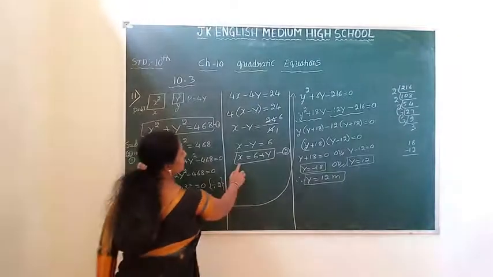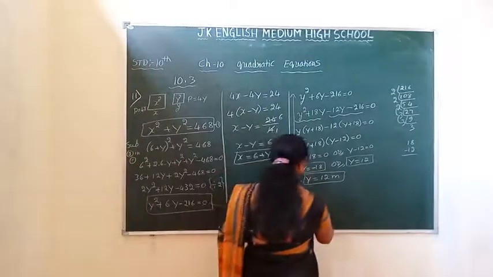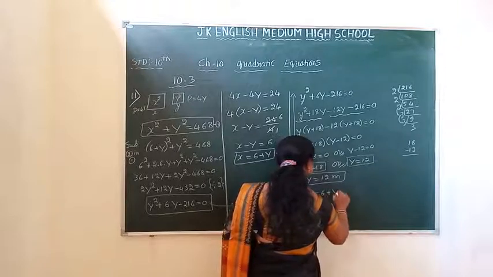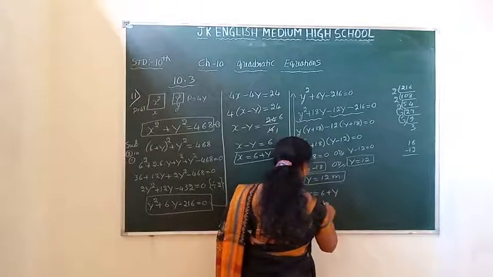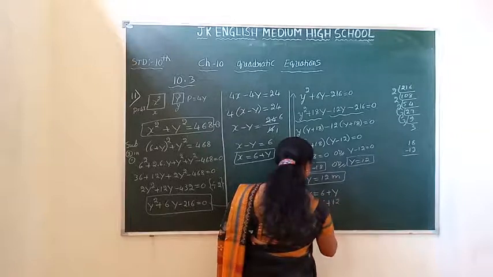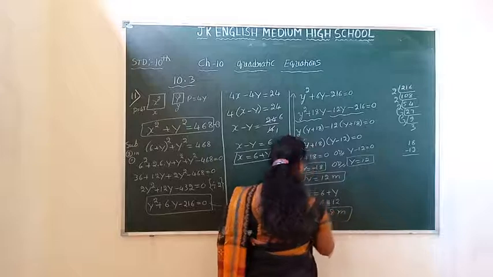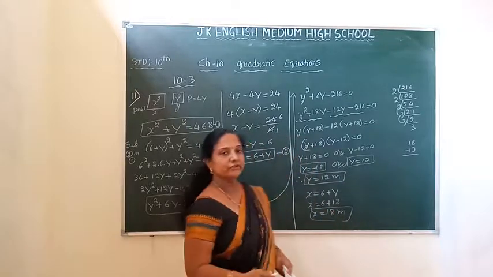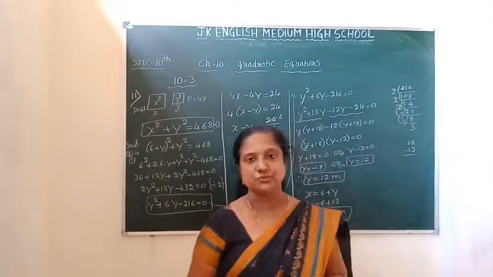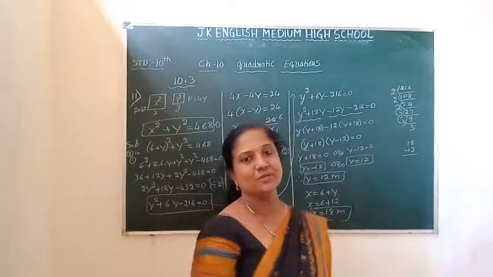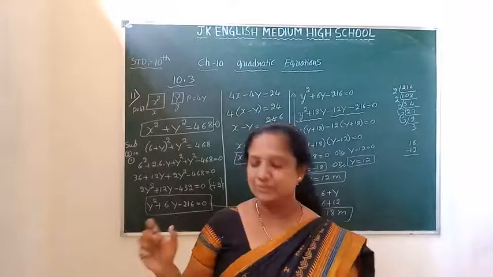Another one side is nothing but x is equal to 6 plus y. So 6 plus y means x is equal to 6 plus 12, that is x is equal to 18 meter. Okay children? So here we got the value of the sides of the two squares as one as 18 meter and one as 12 meter. Okay children, see the question.